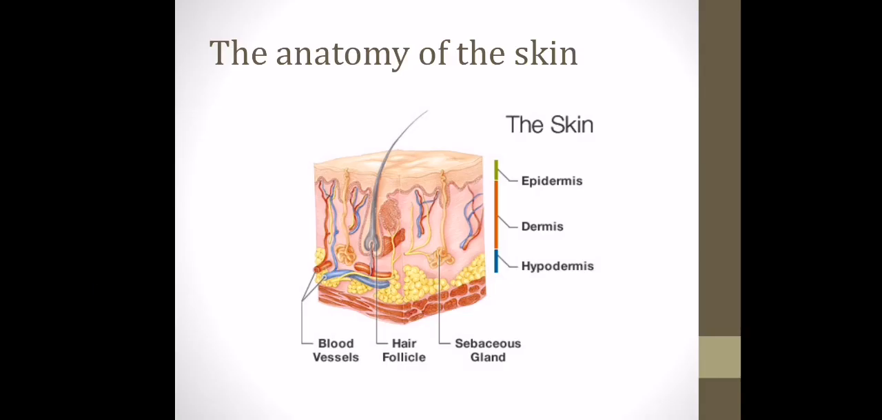The anatomy of the skin, so there's this picture again. It's made up of three main layers: the epidermis, dermis and hypodermis, and within each of these there are also some other tiny little layers.